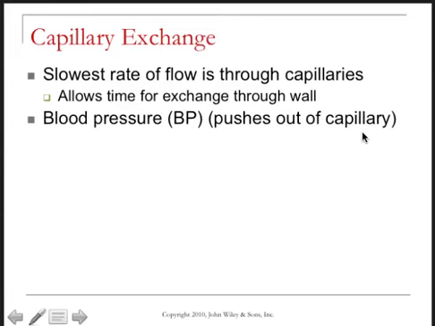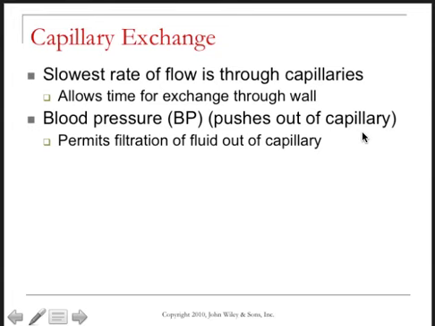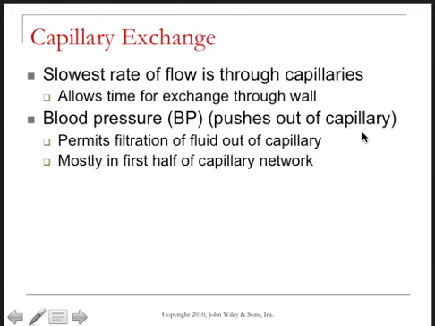Blood pressure pushes components out of the capillary. It permits filtration of fluid out of the capillary, and this happens mostly in the first half of the capillary network. Now, something you have to keep in mind here, it's very important. This is an aspect of this chapter we could call hemodynamics, and that's just a fancy way of saying what are the physical processes that govern which way components are going to move when they're in these vessels that are serving all this metabolically active tissue. And it comes down to either osmotic pressure and or hydrostatic pressure.